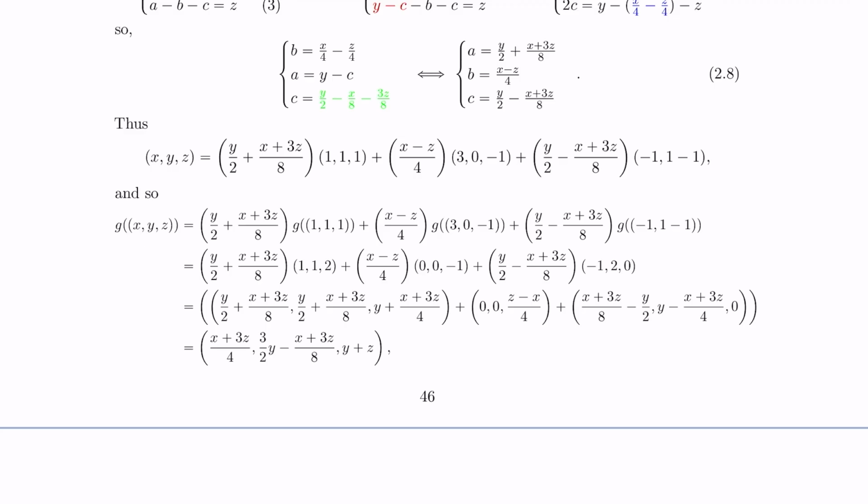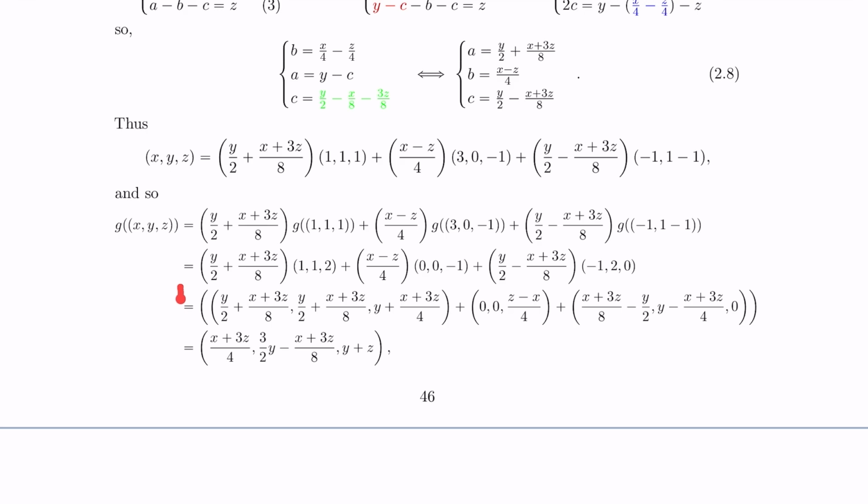On the right-hand side we must apply by linearity g on the basis vectors, and the key to solve the exercise is to remember that we know the action of g on the basis vectors. In fact, the transformation of the basis vectors is given by this vector here, this one, and this one here. Now, in this expression here, we simply have a linear combination of these three vectors with the coefficients given by these expressions here in terms of x, y, and z.